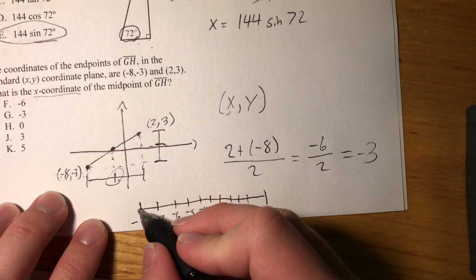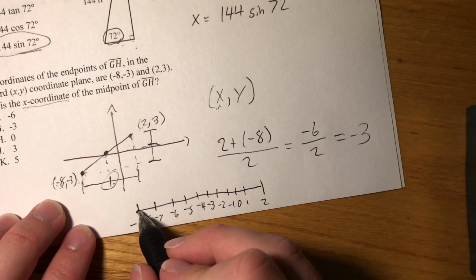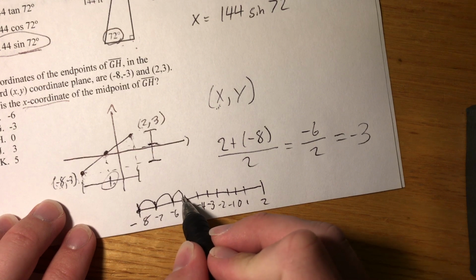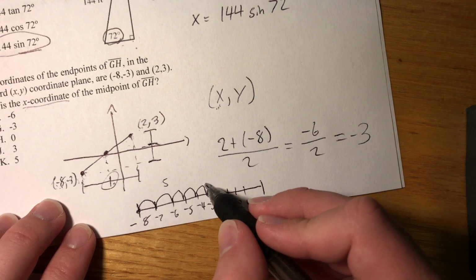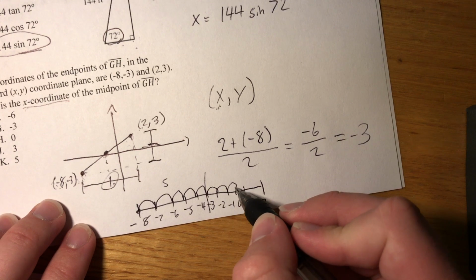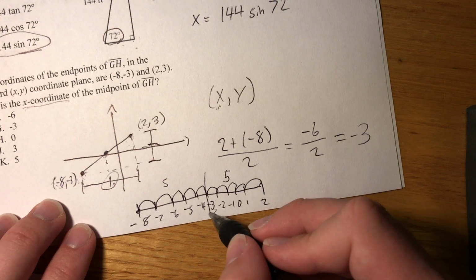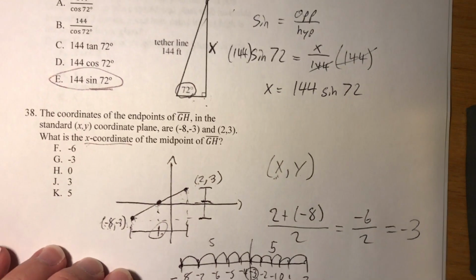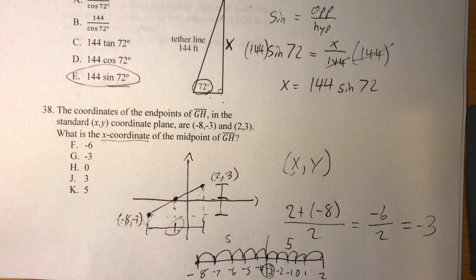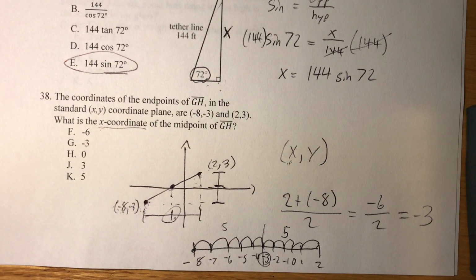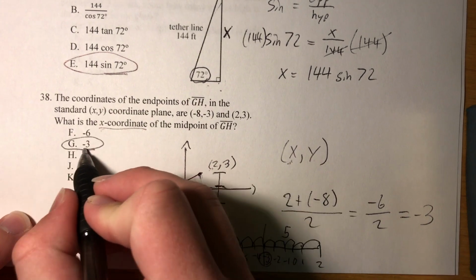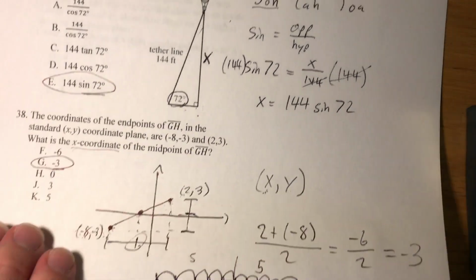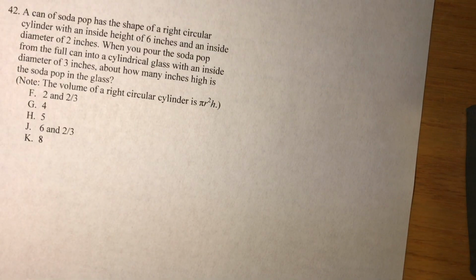And so you can see 1, 2, 3, 4, 5. That's 5 hops, and then this is 1, 2, 3, 4, 5. That's also 5 hops. So you know -3 is in the middle. So you can do little stuff like that if you forget some of the math behind it, and still get an answer. Let's move on to the next one.